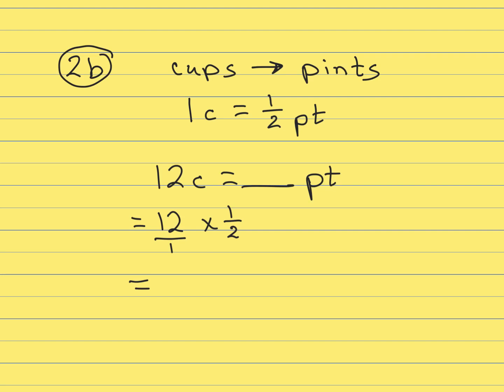Okay, on 2B, this is a little bit different because you may not understand cups and pints. So we have cups to pints. Well, we know that 2 cups equal 1 pint, so we can say that 1 cup is equal to half of a pint. So we get down here, 12 cups is equal to how many pints? We can do 12 times 1/2. We can just do it that way. So we have 12 over 2. We divide that. We get 6 pints. So 12 cups equals 6 pints.